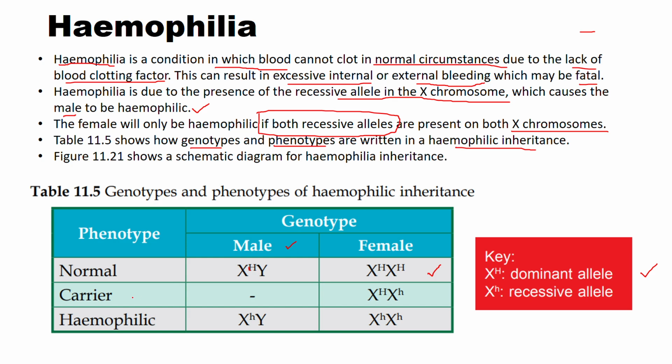A carrier can only be a female in this heterozygous condition, because there is a presence of recessive alleles. So that means this female is a carrier, but she herself is not hemophilic because of the presence of the dominant allele. For a male to be hemophilic, there is a presence of recessive allele at the X chromosomes.